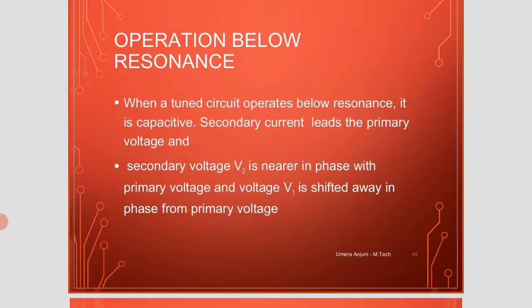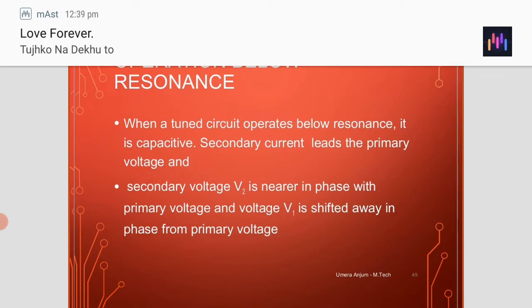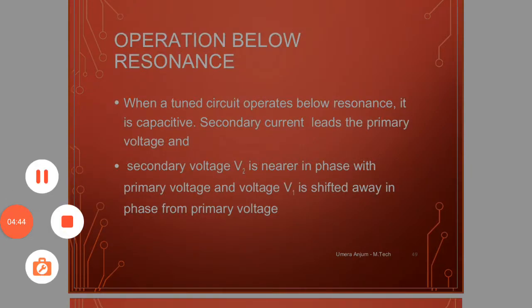Now the operation below resonance: when a tuned circuit operates below resonance, it is capacitive. Secondary current leads the primary voltage and secondary voltage V2 is nearer in phase with the primary voltage, and the voltage V1 is shifted away in phase from the primary voltage.